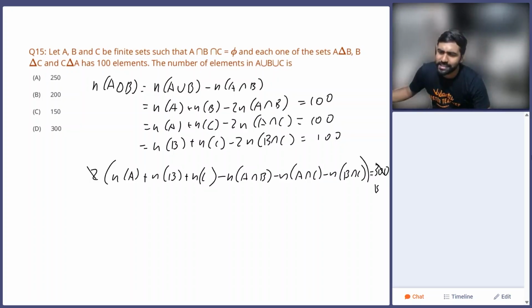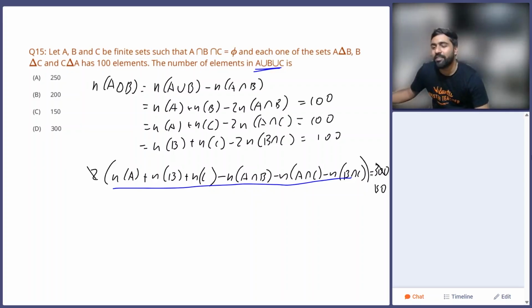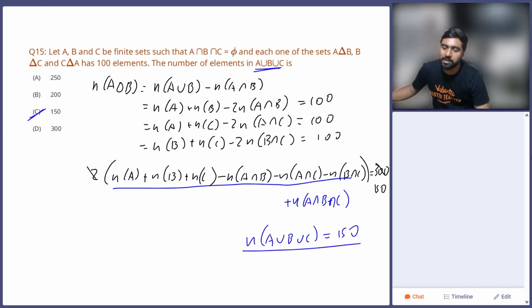And now, why is this term important over here? If you look at this, this is nothing but your A union B union C formula. If you add n of A intersection B intersection C, but that's anyway equal to 0, so it doesn't really impact. I can say that n of A union B union C is simply equal to 150 over here. That's the answer for this question.